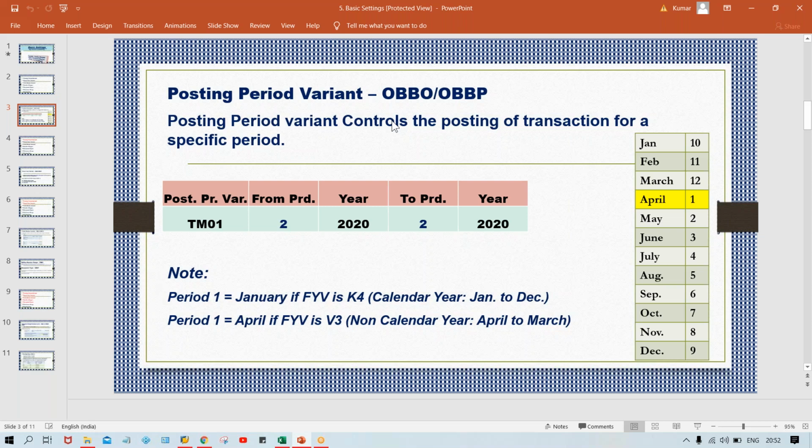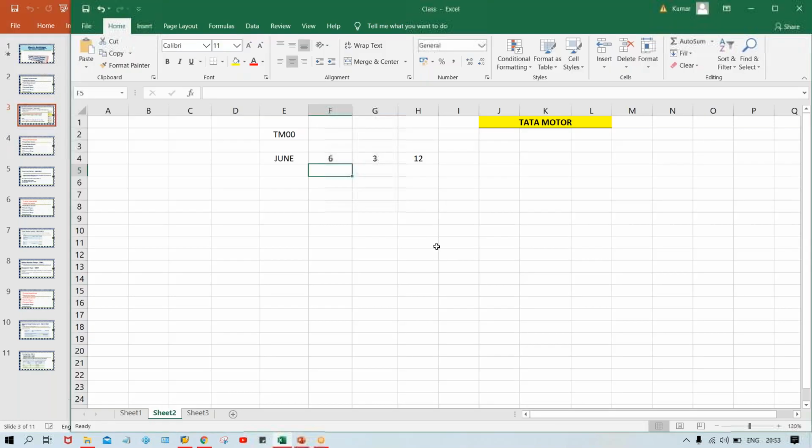So, posting period variant. Generally it is a kind of control. We are going to control certain things. Which things are going to be controlled, guys? Now I'll tell you how the controls are going to happen.